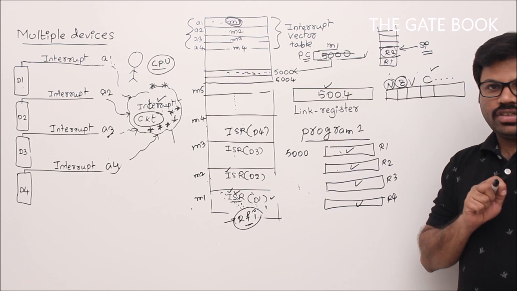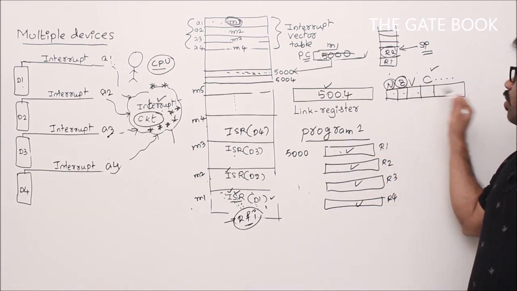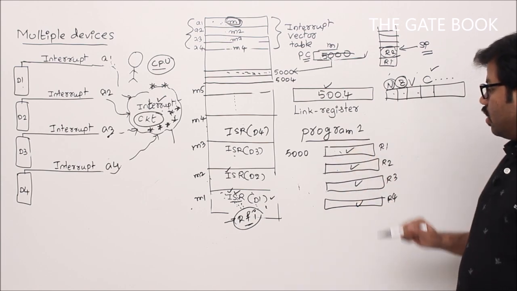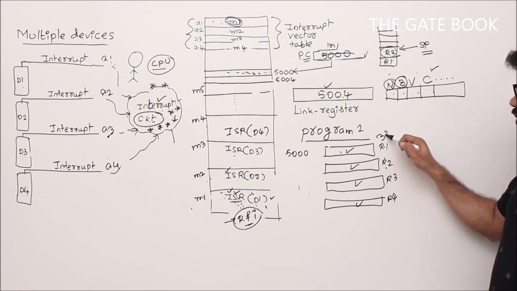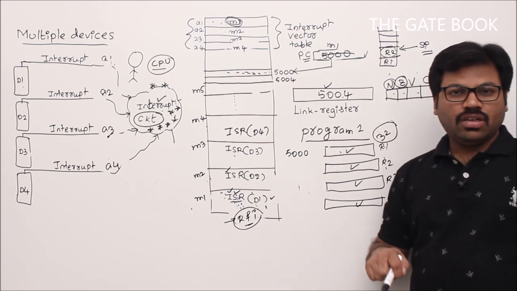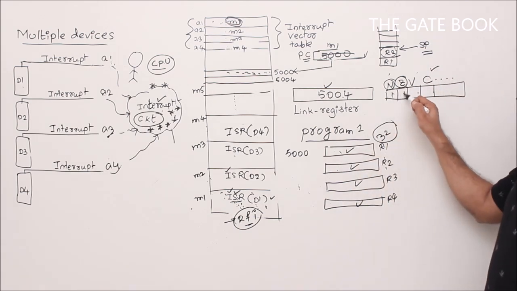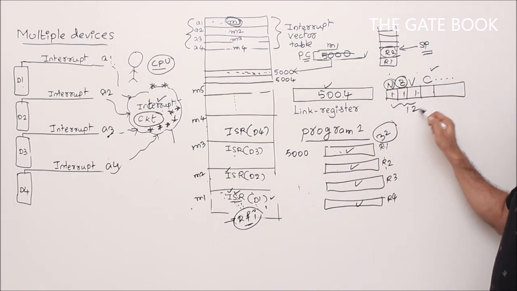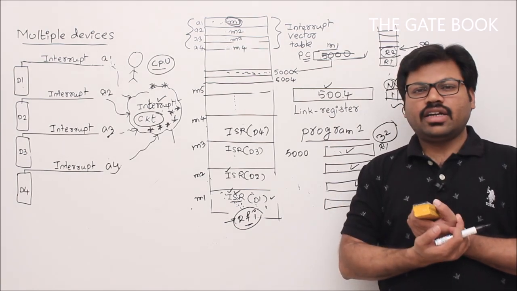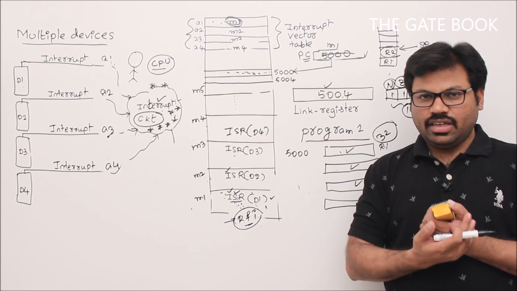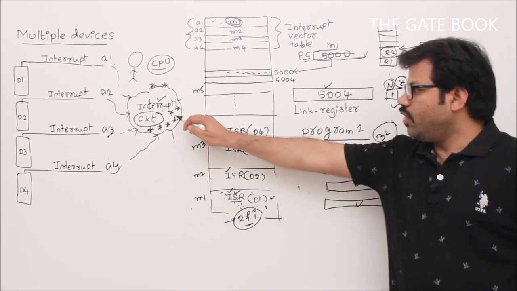Now I have a question. Why do we store only these bits automatically? Why not the general purpose registers also? Because general purpose registers are huge in number, and it takes a lot of time. These flags are only one bit each, so it will be one or two registers. Only your processor status register contains flag bits. That takes very little time, so that's why we do that.